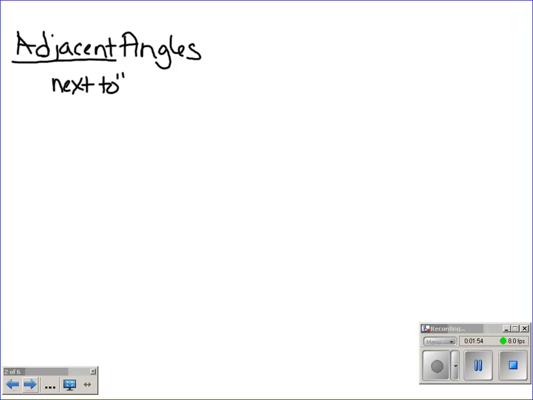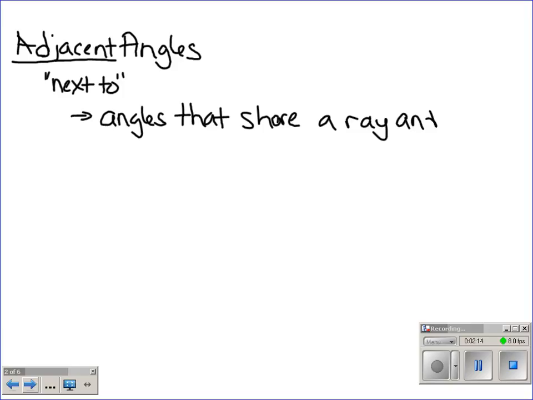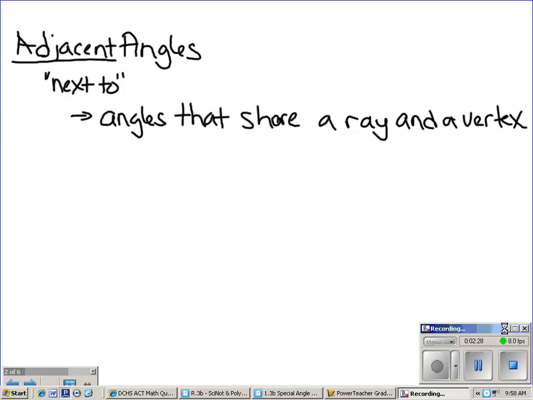Okay? And that's kind of a nice way to think about it. There are angles that are next to each other, but let me give you a real definition. The real definition here, this will be your definition part of it, is angles that share a ray and a vertex. Angles that share a ray and a vertex. It's kind of a strange idea here.